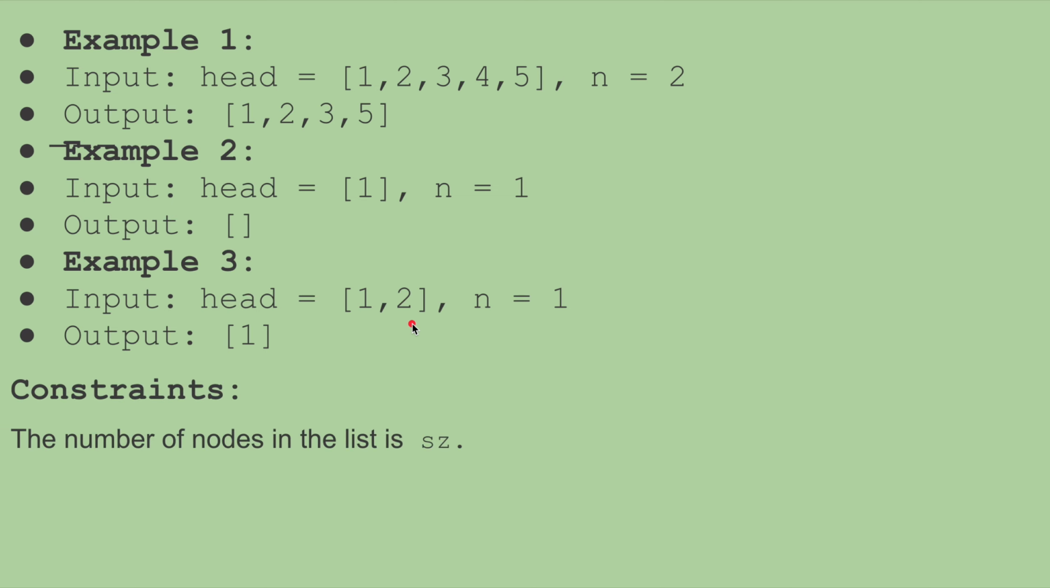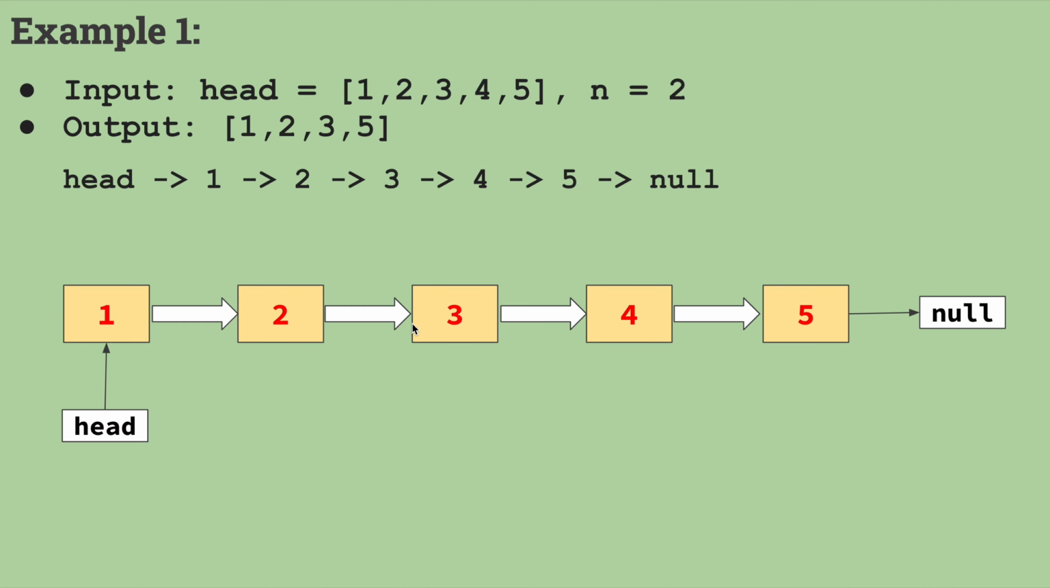Let's understand the constraints that we have been given. Let's suppose the number of nodes in the list is sz. It is greater than or equal to 1 and less than or equal to 30, so a maximum of 30 nodes will be given. And the node.val should be between 0 and 100.